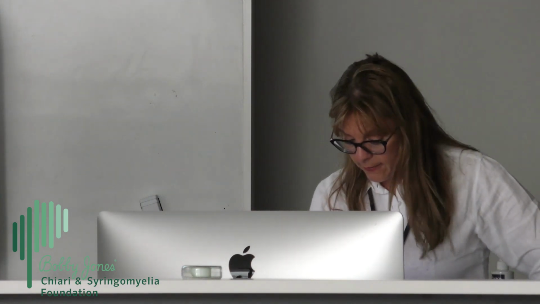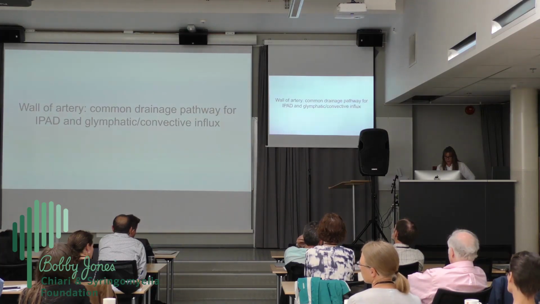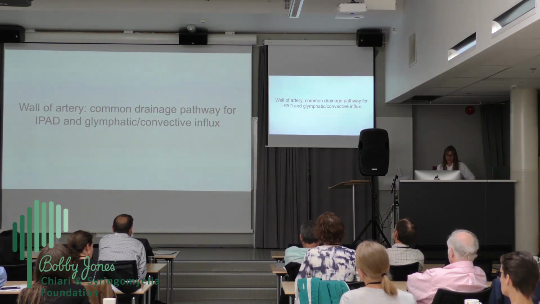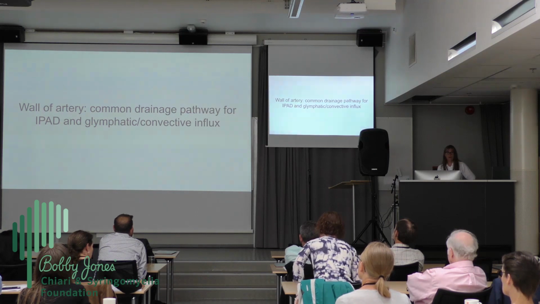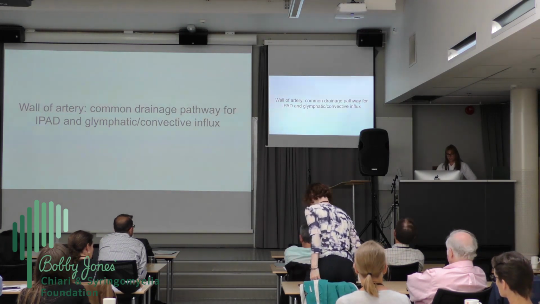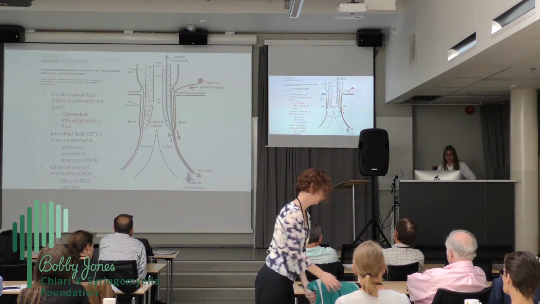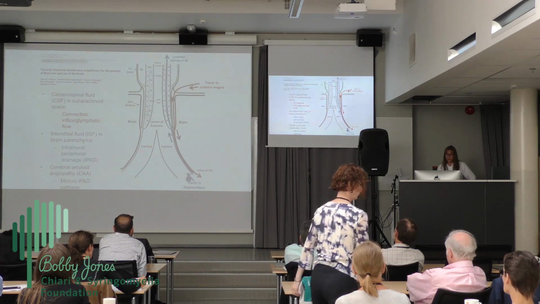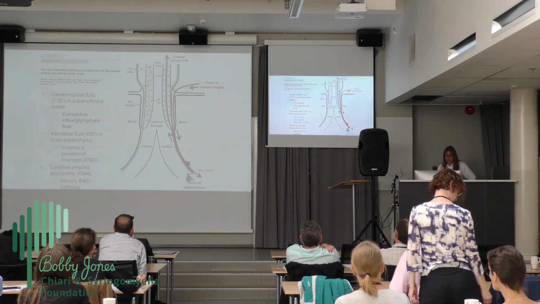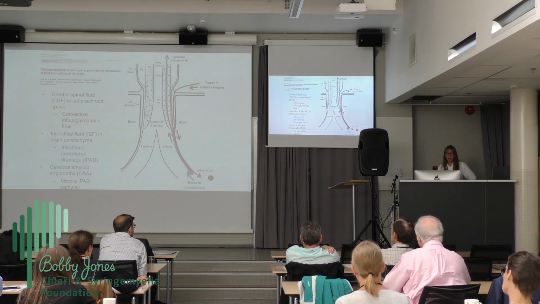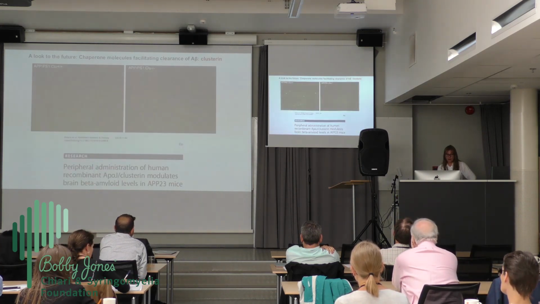So it does appear that the tracer from the CSF goes in along the glial basement membrane. Sorry, I got my blob to the right rather than, in the wall of the artery. And then it drains out along the intramural peri-arterial drainage pathway. So yes, in our hands, it does appear that the wall of the artery is a common pathway for both convective influx of CSF and drainage of IPAD. And of course, what that means is that the motive force becomes even more important.